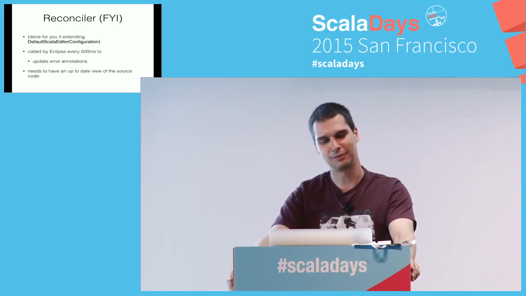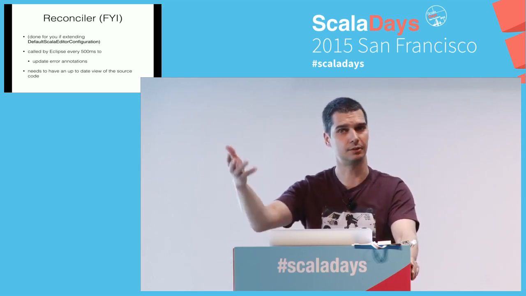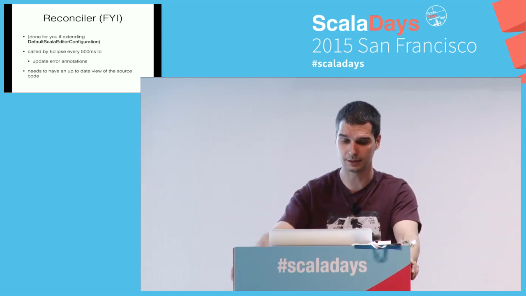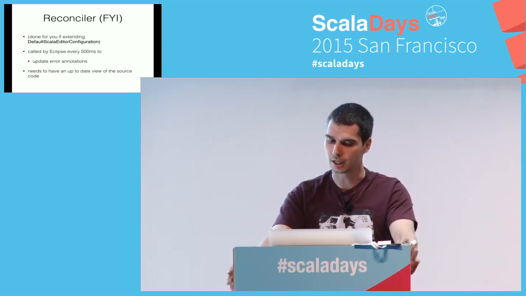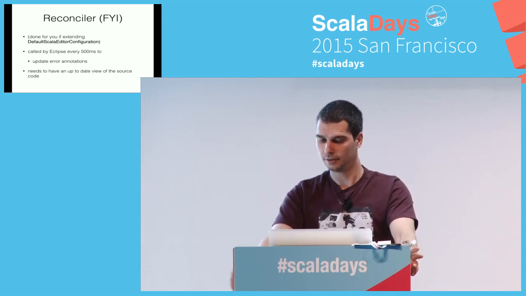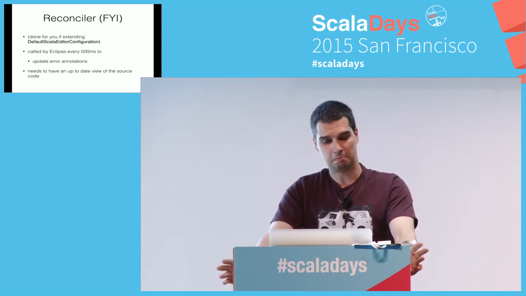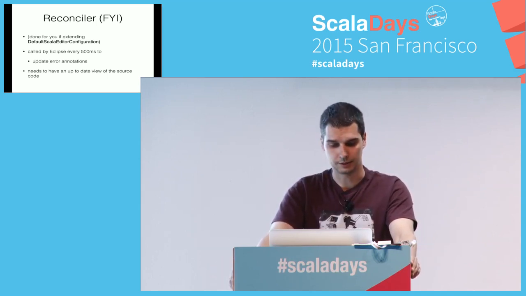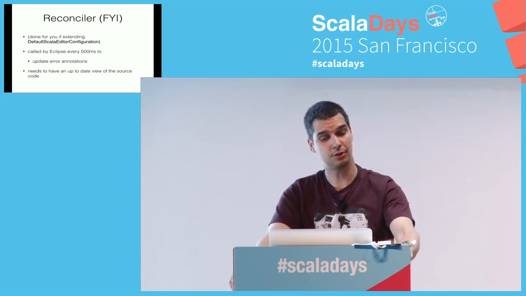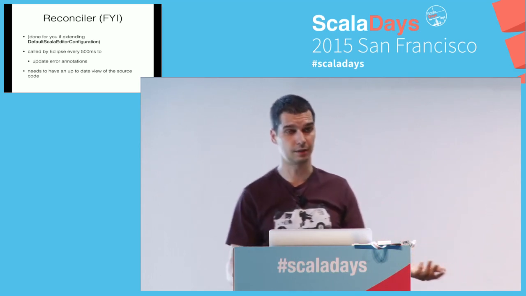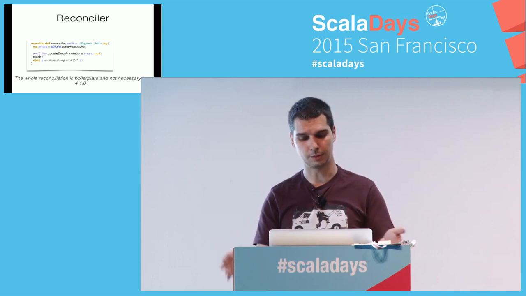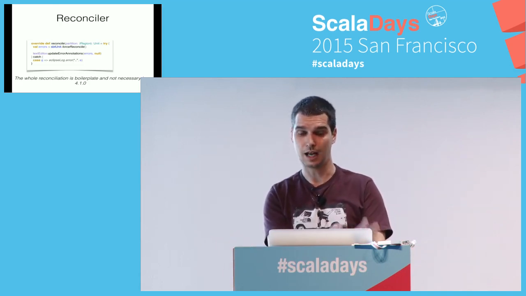This is more for your information, a reconciler. Sometimes you might find this if you ever want to do this for Scalate, I don't know how you pronounce that, which is another templating language for HTML with Scala expressions embedded. If you ever want to do that, you might stumble upon a reconciler. It's an abstraction that Eclipse calls every 500 milliseconds to update error annotations, basically. So again, if your configuration is going through the default Scala editor configuration, this is already set up for you. I'm just showing the code because it's all boilerplate. This is something that we wouldn't have to write in this example.